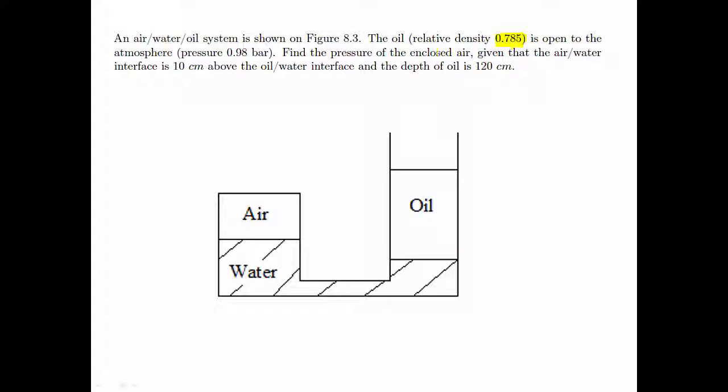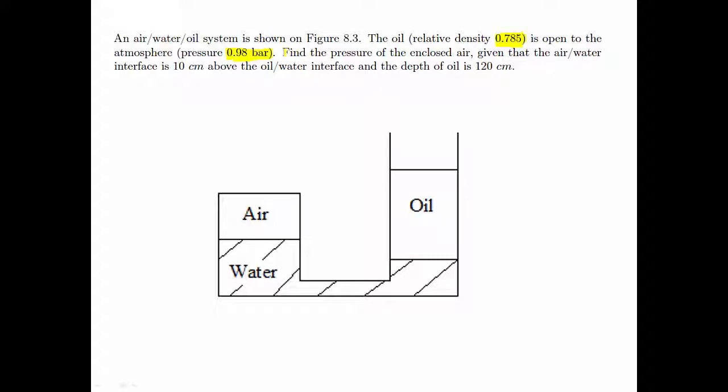Okay, the whole system's open to the atmosphere, and in this case we've been given atmospheric pressure as 0.98 bar. Because it's in bar, we need to get that into Pascals, so we need to multiply that by 10 to the 5, don't we? So that's the next thing we need to do.